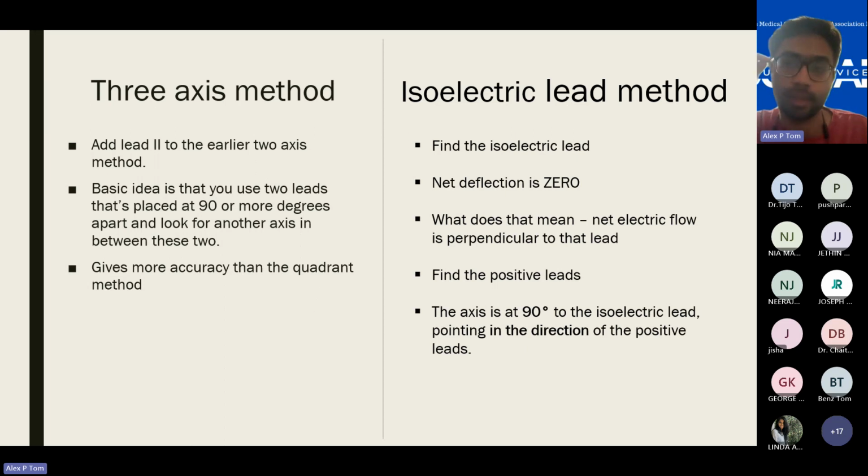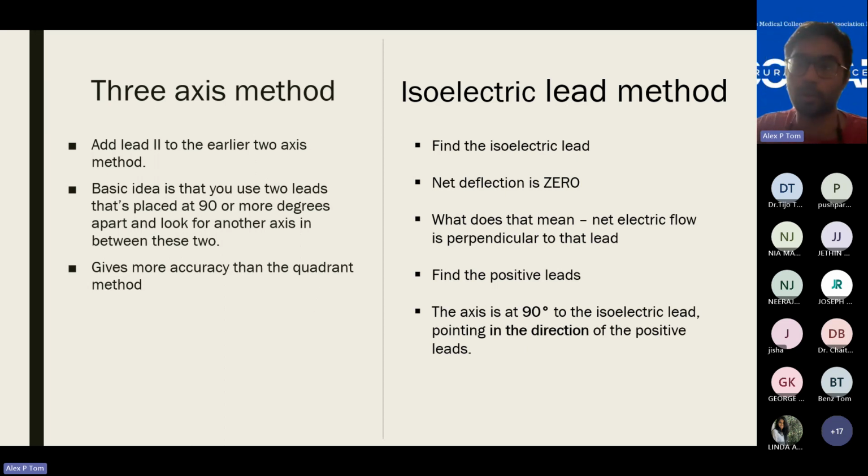And what does it mean when you say the net deflection is 0? It means that the net electric current is completely perpendicular to that lead. So if you have a lead like this, and the electricity is completely perpendicular to it, this lead won't pick up anything. It will just see an electric current coming toward it, and then an electric current going away from it. So it will just balance itself out. So that is an isoelectric lead.